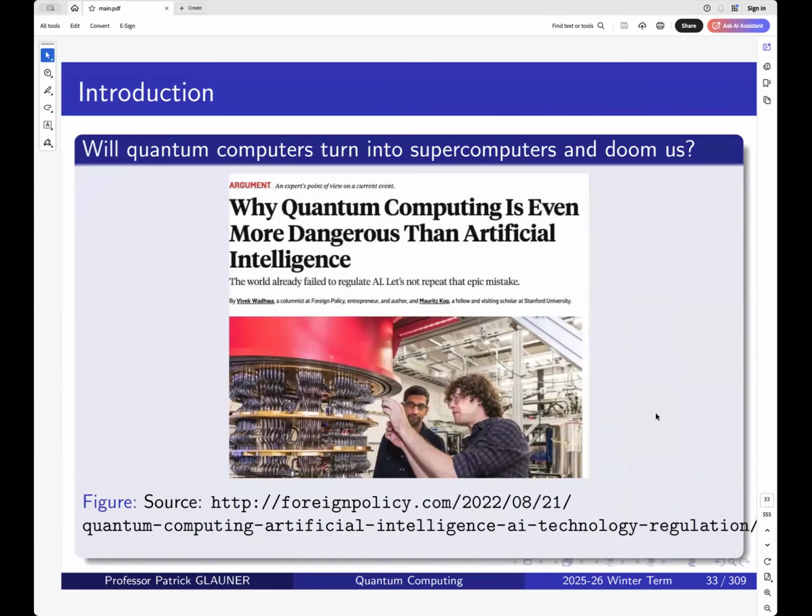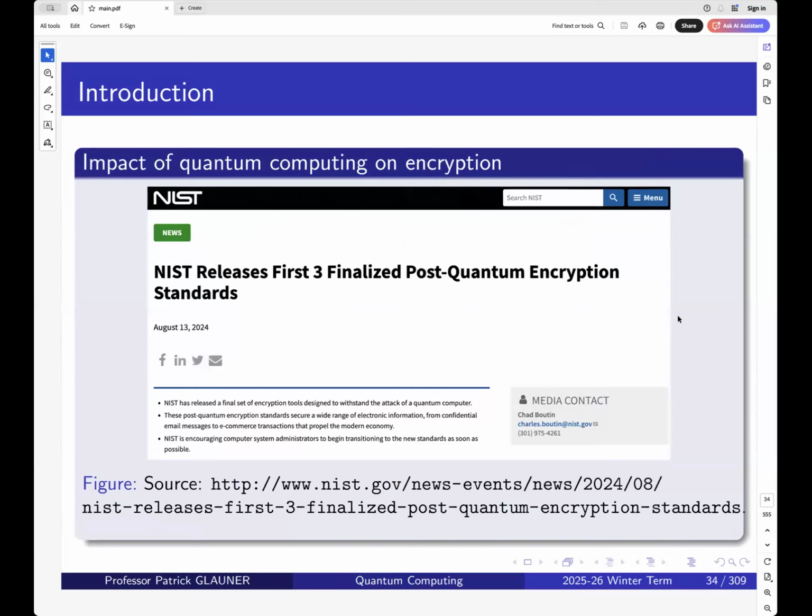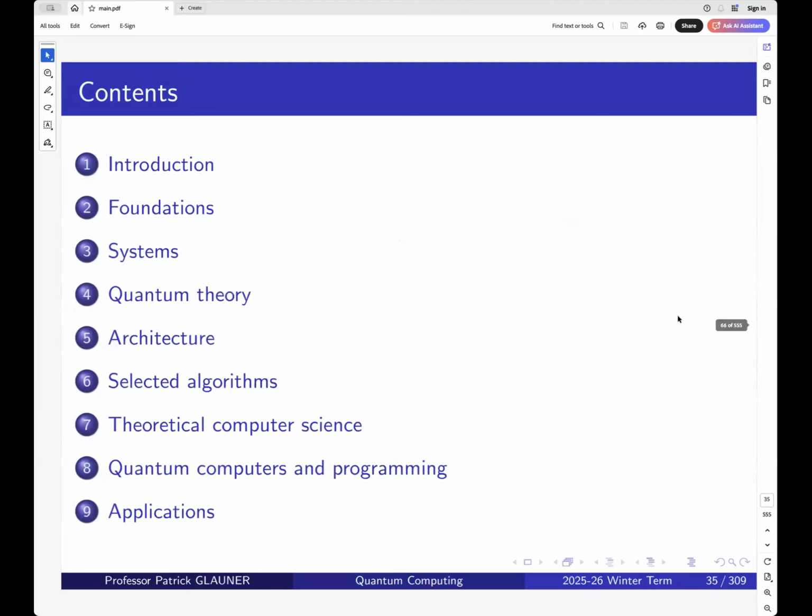We've also talked a bit about fears around quantum computing. If you read this article that appeared in Foreign Policy a few years ago, I really wonder if these authors actually have studied quantum computing in order to make such claims. We saw there are some impacts on encryption, and there are now new standards. These standards could also be something interesting for your seminar presentations, in case you start looking for topics already.